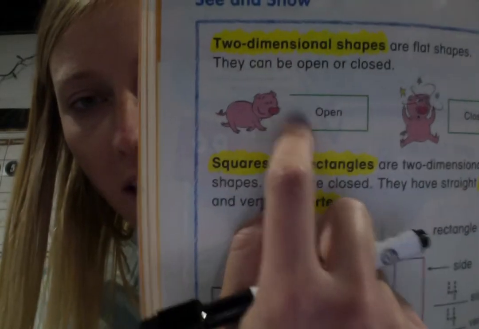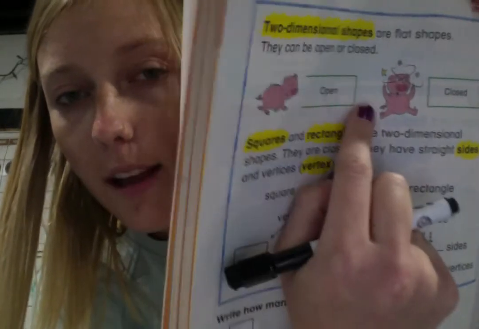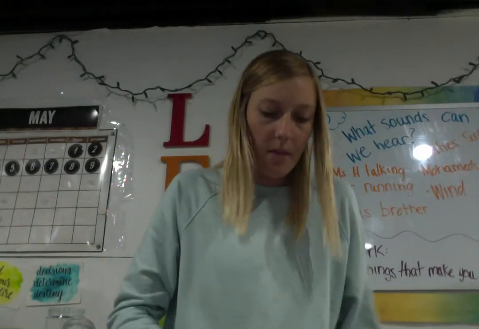So you can see that first one is an open shape. This side is open. There's not a line right there. But this one is closed. So you can see the first one, the pig is going to walk right inside, and this one, the pig can't get in because it's a closed square or rectangle.